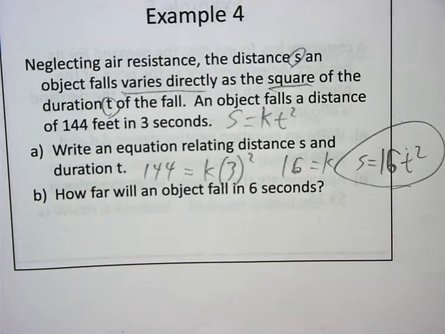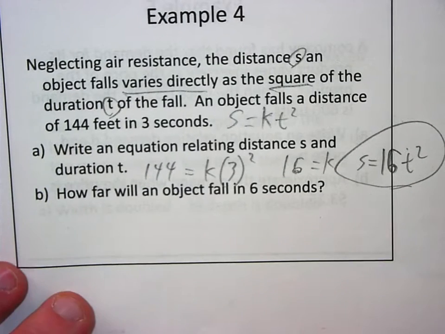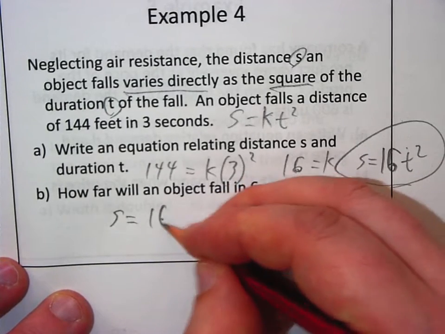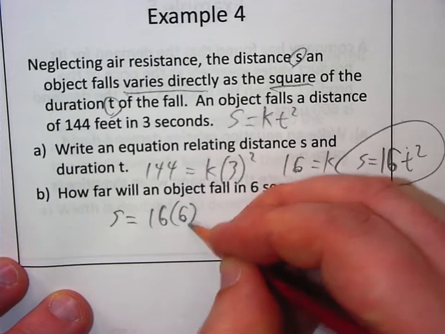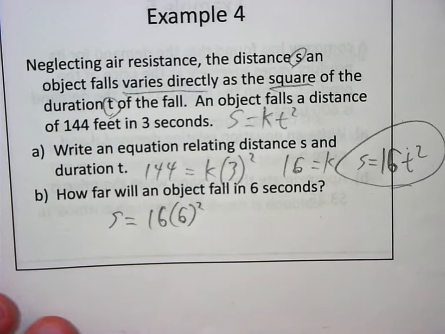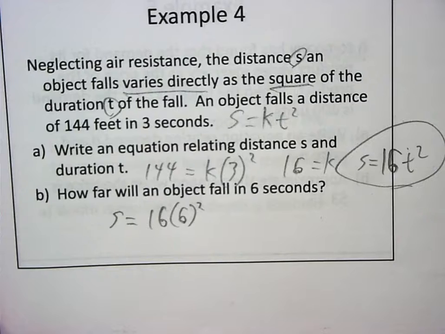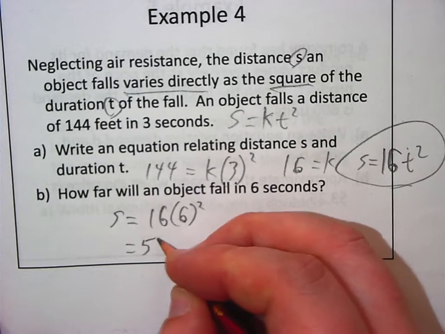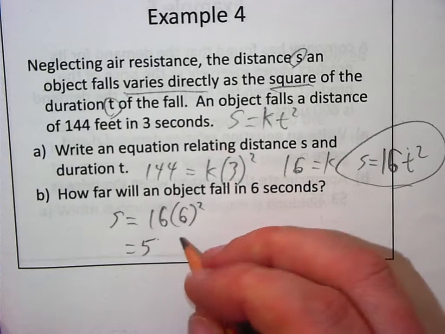How far will an object fall in 6 seconds? Very far. What do you do? Plug in 6 seconds. So the distance is equal to 16 times 36, which is 576 feet.